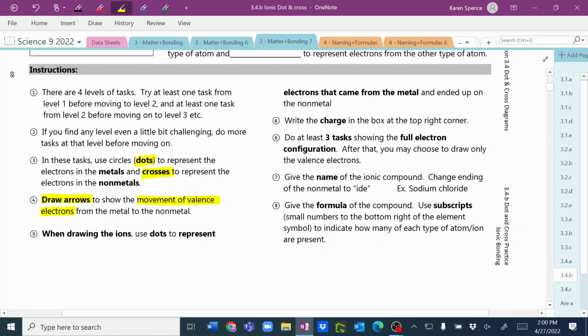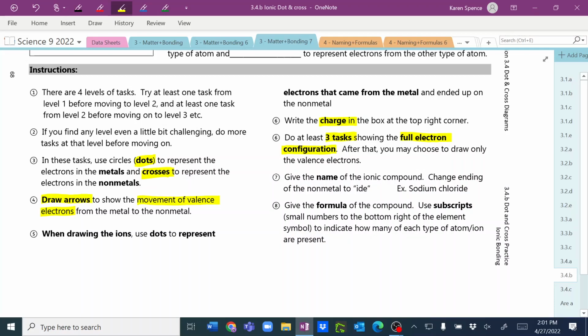You're going to make sure you write the charge of the ions. You're going to do at least 3 tasks that show the full electron configuration. Once you've done that, you can leave the core electrons, the inner electron shells blank, and just show the valence electrons. Does that make sense? Because doing 3 will remind you how Bohr models work, but it gets tiring to draw all those dots and crosses. So if you just want to show the valence shell after you've done 3 with the whole thing, then you can do that. Is that good?